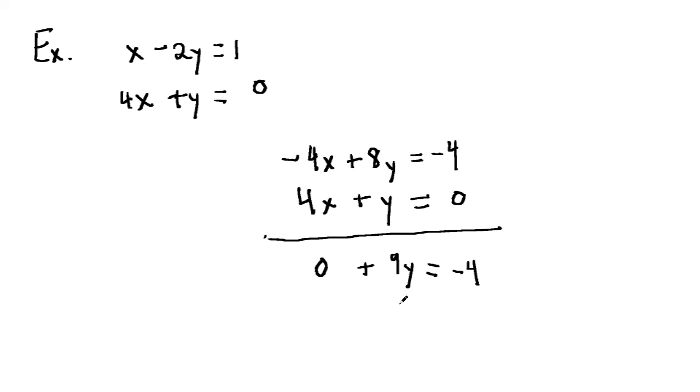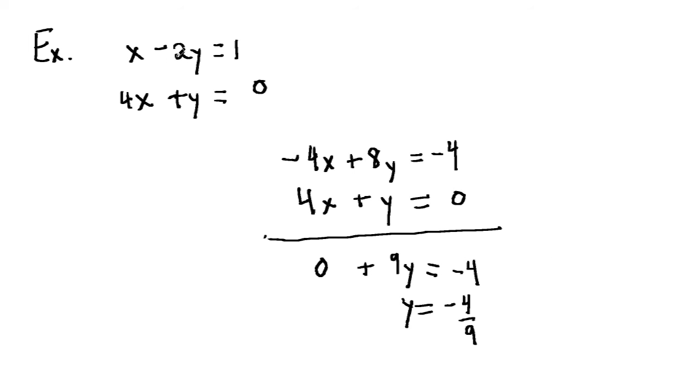Okay, so now here, let's solve for y by dividing both sides by 9. So y equals negative 4 over 9. Okay, so we already found y. We want to find what x is.